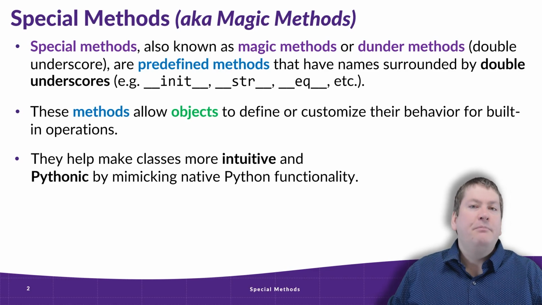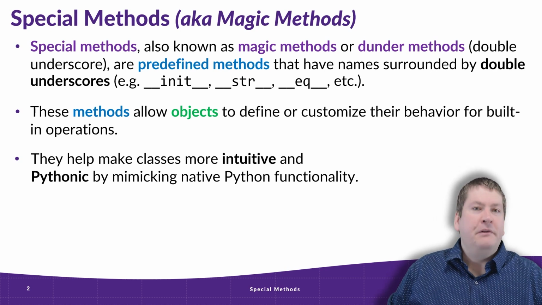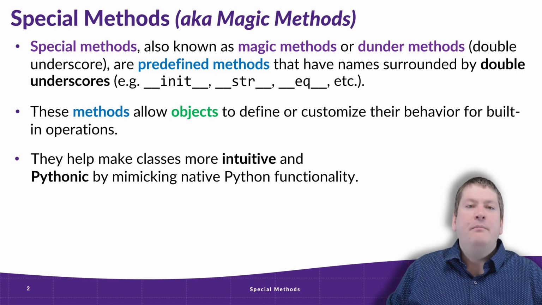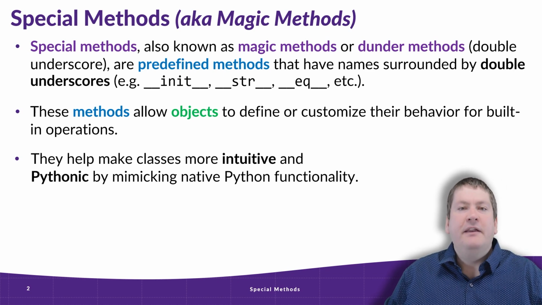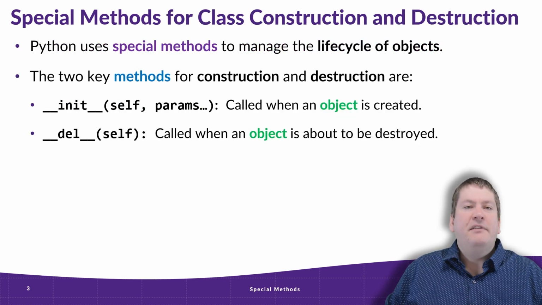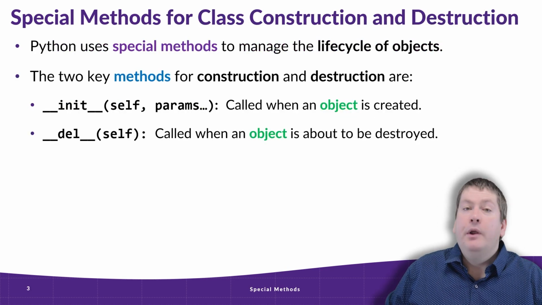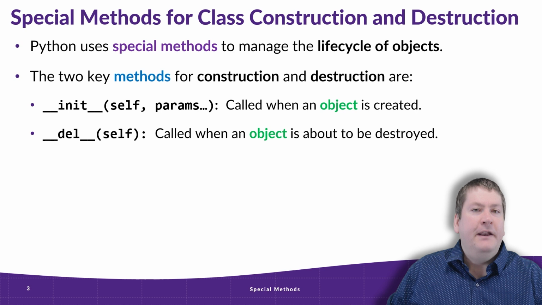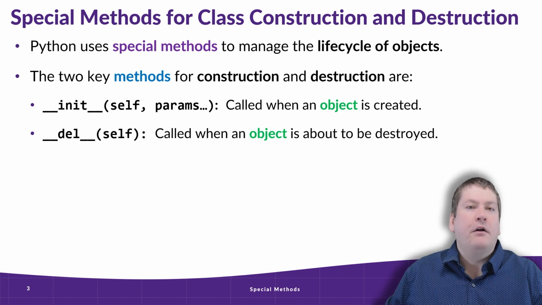These methods allow objects to be defined in a way that changes their behavior, such as when we use them with certain operations. And this really helps make Python's classes more intuitive and Pythonic by mimicking the native Python functionality. So what kind of special methods do we have available? Well, the first set of special methods affects the life cycle of objects. And we've already seen one of these, the init method, which helps us create our object when it's first initialized.